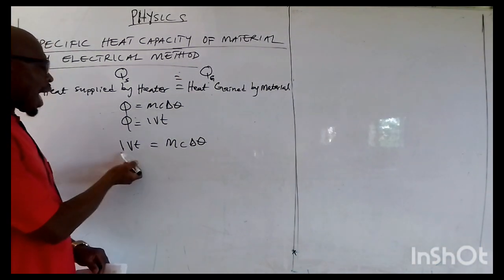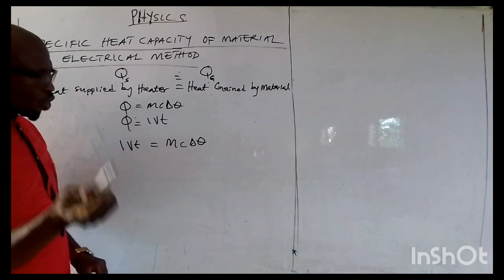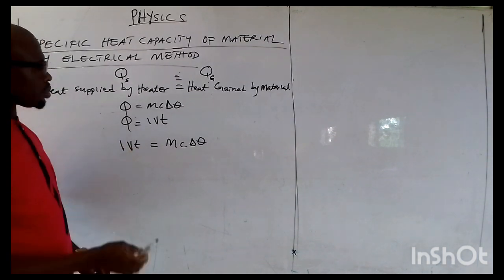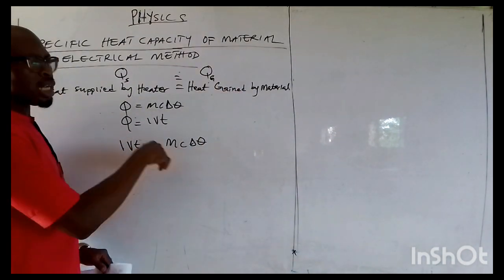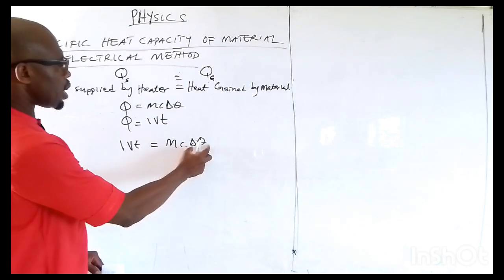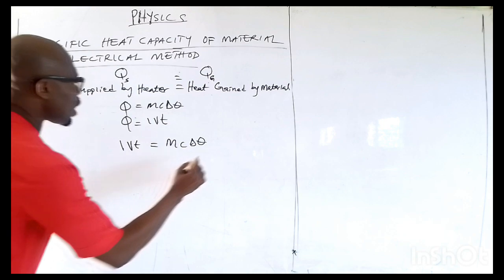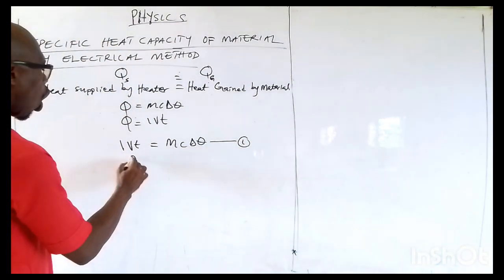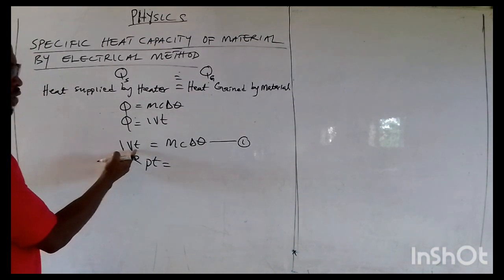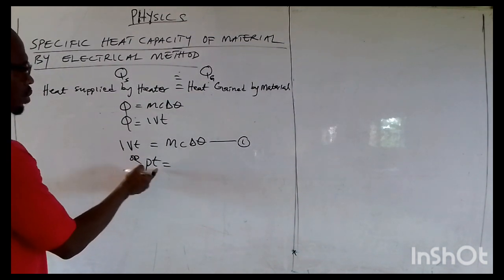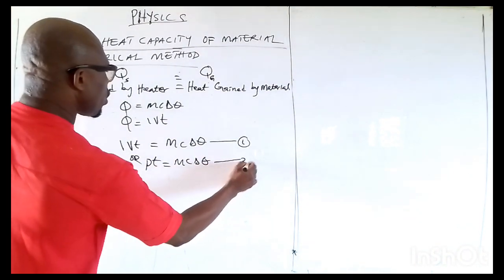where I is the current, V is the potential difference or the voltage, t is the time, m on this side is the mass of the substance or material, c is the specific heat capacity of the material, and delta theta is the temperature change. So we have this as equation 1. Or we can have power times time, since IV is power, and time is still there, equal to mc delta theta, which is equation 2.